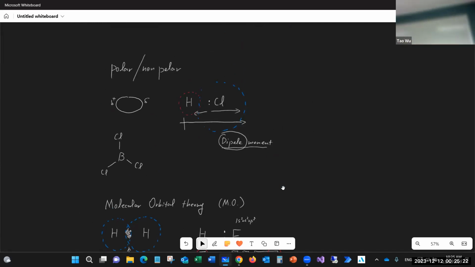So in general, we talk about polar and nonpolar molecules. They have another effect called a dipole. This is one concept we talk about. A polar molecule has a dipole.